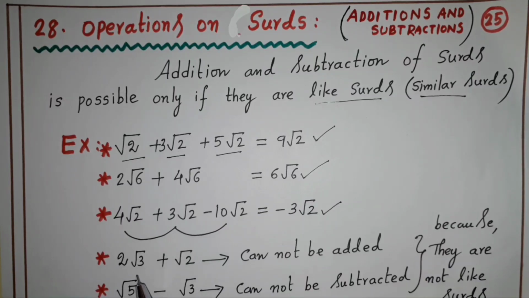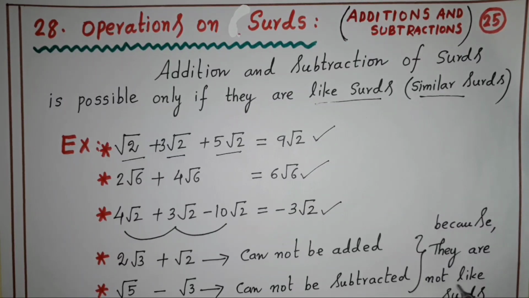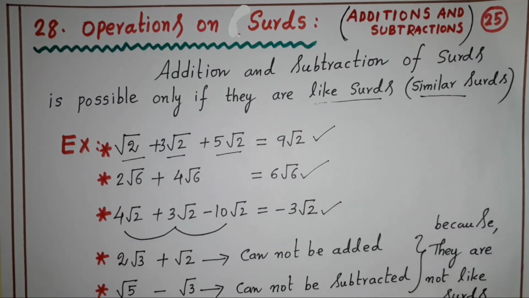For example, 2 root 3 plus root 2, you cannot add. Root 5 minus root 3, you cannot subtract. They remain like that only because they are not like surds. They are not similar surds. So addition and subtraction is not possible.